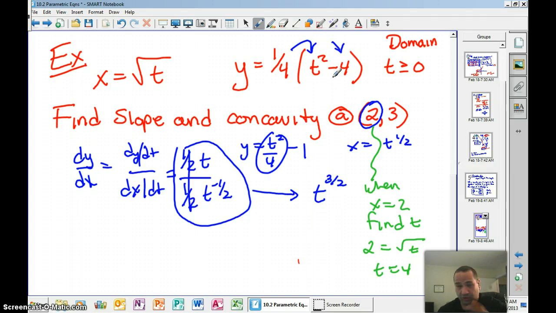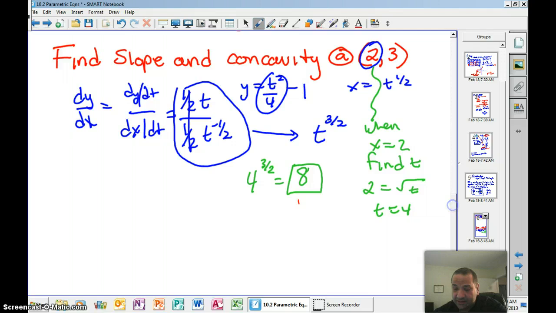Sorry about the hiccups here. So I put 4 into this equation, so I get 4 to the 3/2 power, and voila, 8 is the slope at 2, 3. This was the slope formula. I plug in the 4 for the t, and I get 8. And you know, in a multiple choice situation, there's going to be one where it's 2 to the 3/2 power. So you can see the difficulty with this, or I should say the erroneous stuff that can happen.